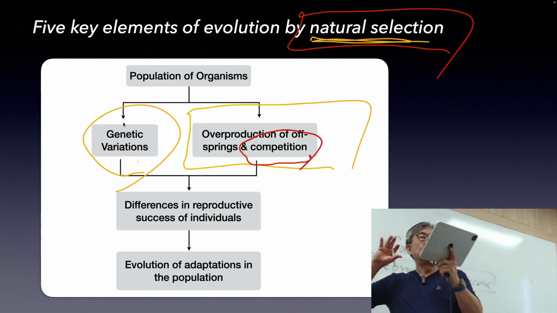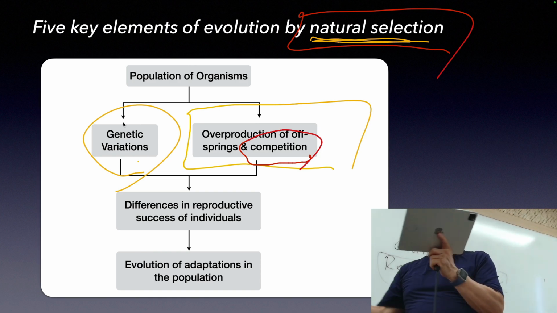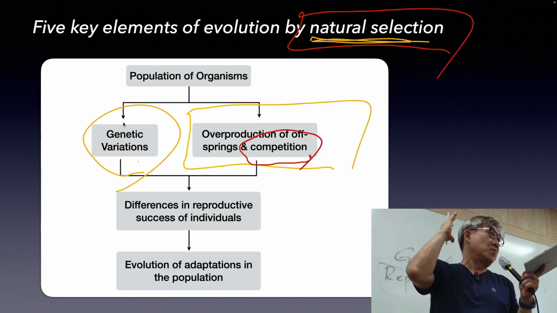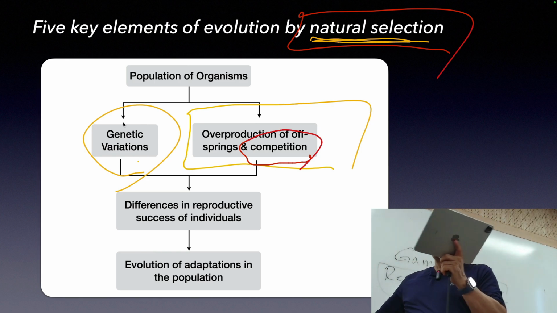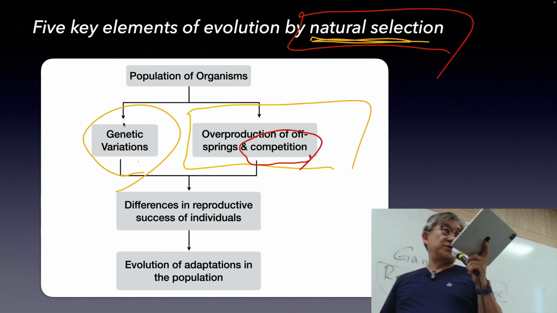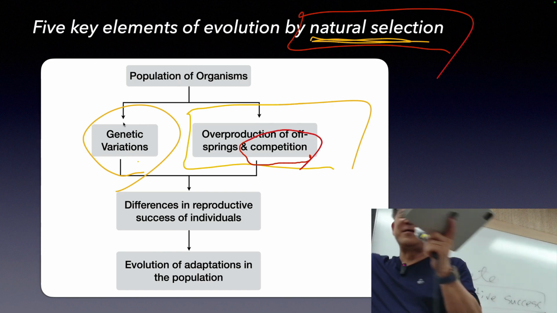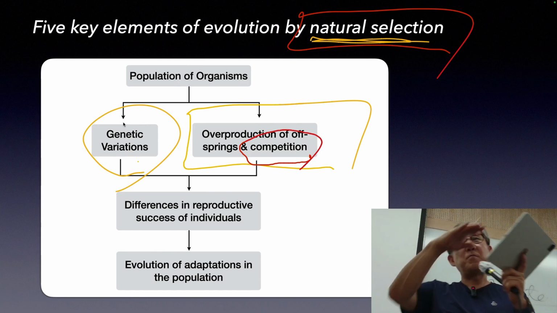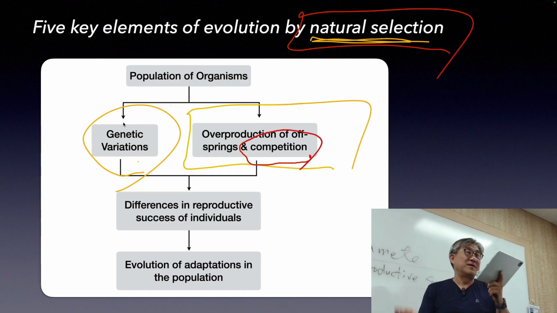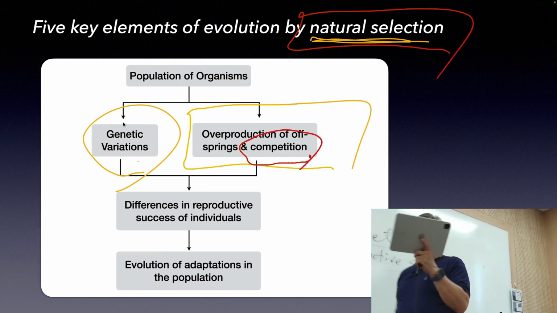So those who have a better adaptation will be able to produce more offspring. That means reproductively more successful than the others. And eventually, if you succeed in reproduction, your genes will dominate the whole population. So that's kind of the rule of the game in evolution.